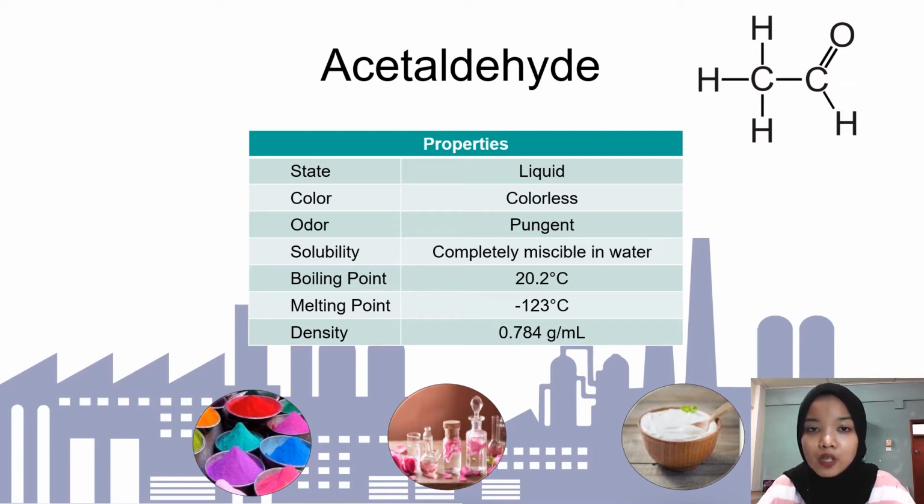The predominant use of acetaldehyde is as an intermediate in the synthesis of other chemicals. Other than that, acetaldehyde is also used in the production of perfumes, in the production of basic dyes, and it is also used as a flavoring agent, for example, for yogurt production.